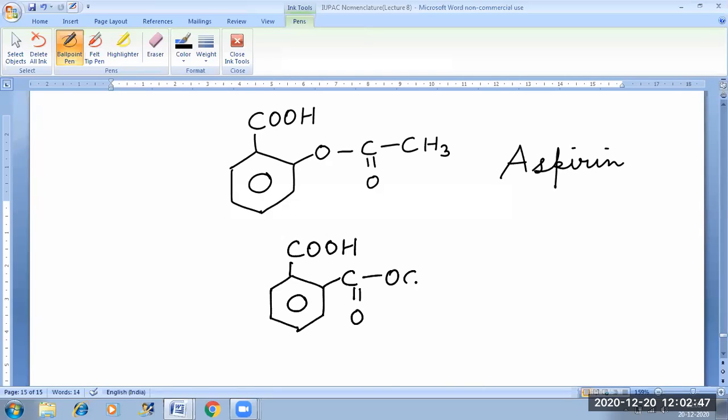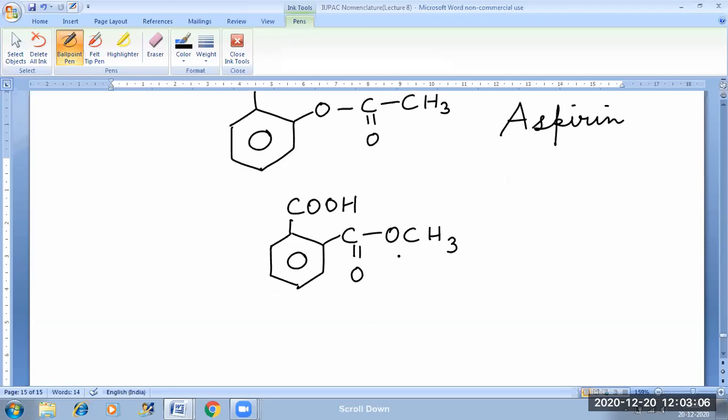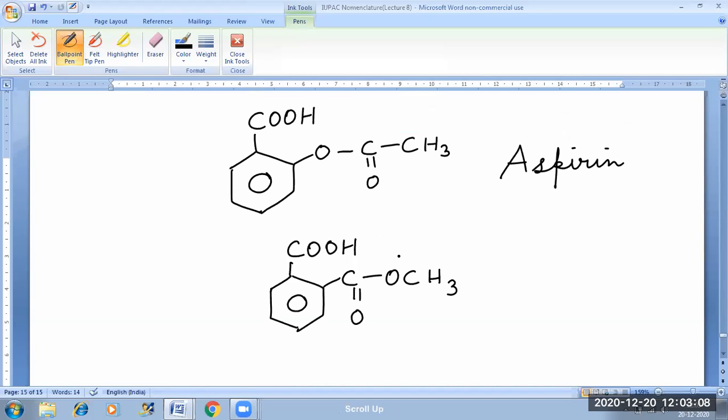What about this? This is not aspirin. Sir, here it will be a ketone? No, no, no. COO देखते ही आपको बोलना है कि ये एस्टर है. एस्टर ही है. COO देखते ही बोलना है. इसके लिए मैंने एग्जांपल लिया. Both contain ester as substituent. Aspirin also has ester as substituent.